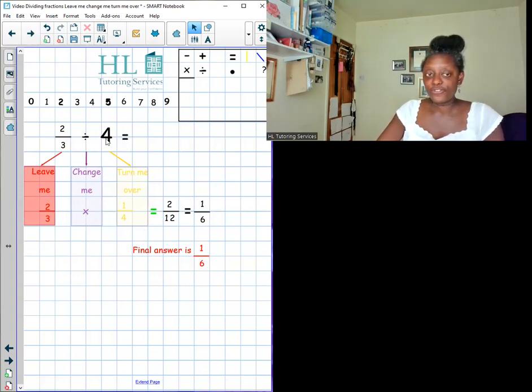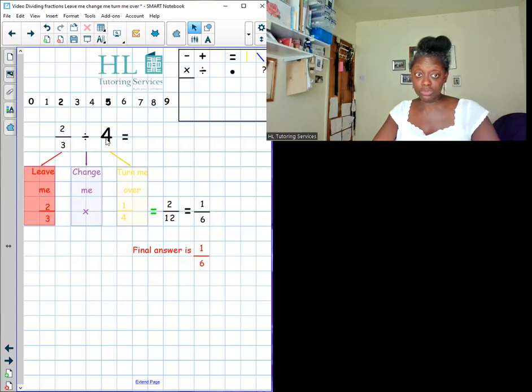So I'm changing the operation from divide to multiply. Now, 4, that's 4 whole ones. So how would I write 4 whole ones? I'd write 4 over 1, but I'm going to turn it over. So 4 over 1 will become 1/4. So then I can just do a multiplication. To multiply fractions, it's pretty straightforward. You can just multiply the numerators together. 2 times 1 equals 2. And then I'm going to multiply the denominators. 3 times 4, which equals 12.